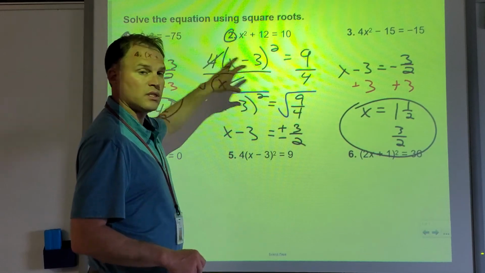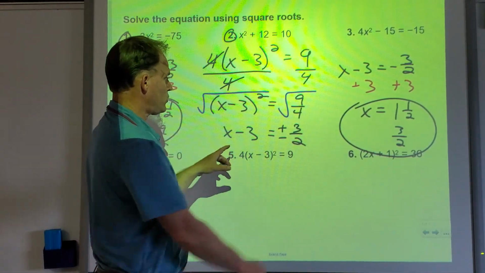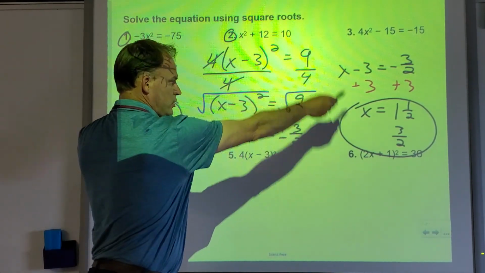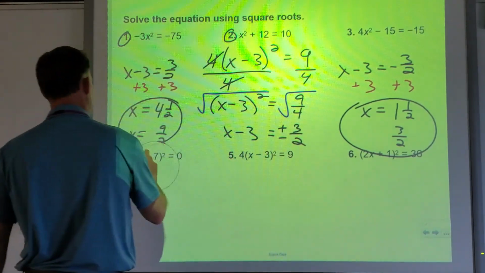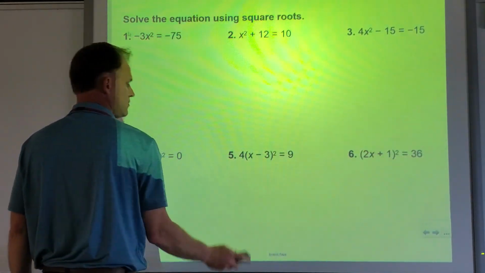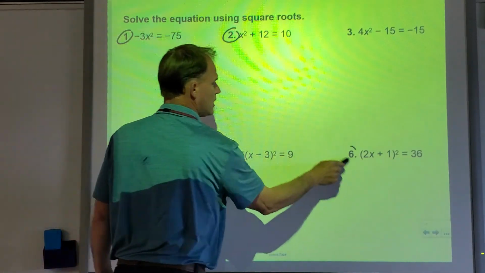Again, deal with the stuff outside the parentheses first. I divided by 4, then I square rooted, got my plus minus on this side. Let's write two equations, solve them both. All right, now on your own, do numbers 1, 2, and 6.